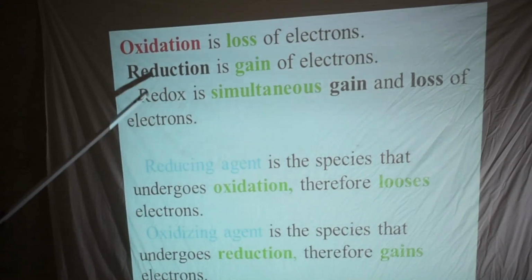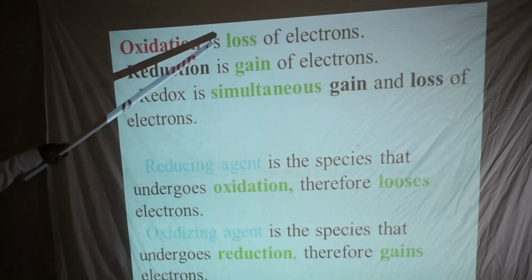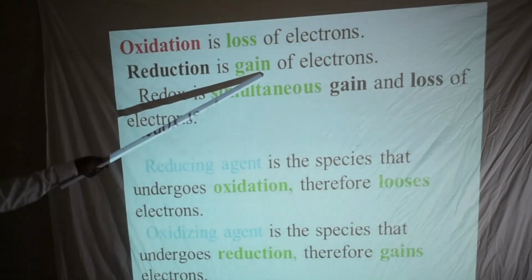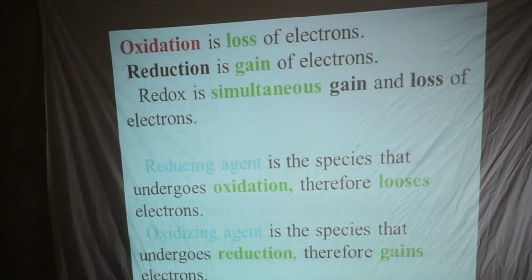Now, let's look at oxidation. Oxidation is the loss of electrons. Now we come to reduction. Reduction is the gain of electrons. So, when we combine the two words, it gives us a word like this, redox. Redox is an abbreviation of reduction and oxidation. So this basically is a simultaneous gain and loss of electrons.